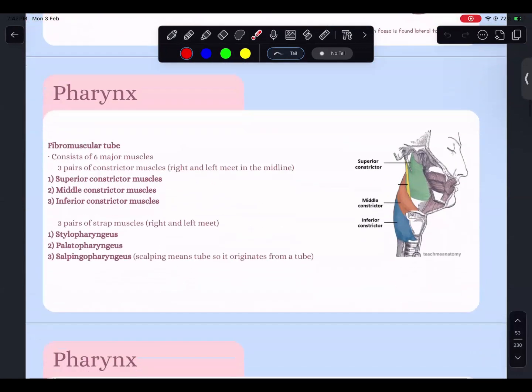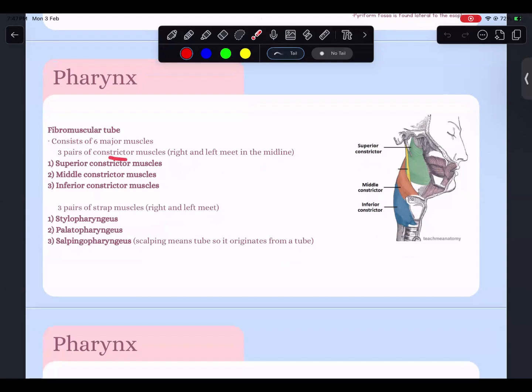For the pharynx, the muscles are also super important to know. We're going to talk about 6 major muscles. There are going to be 3 constrictor muscles and 3 strap muscles, where right and left both meet in the midline. So these muscles are going to come from the right and then they're going to come from the left and they're going to meet in the midline. Okay, so you're seeing just one part of one side of the muscles, but there's going to be a left side as well, and they're just going to meet in the midline. So the 3 pairs of constrictor muscles that we're going to be talking about are your superior constrictor, your middle constrictor, and then your inferior constrictor.